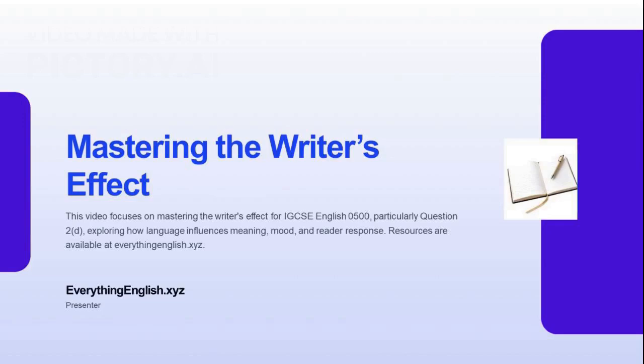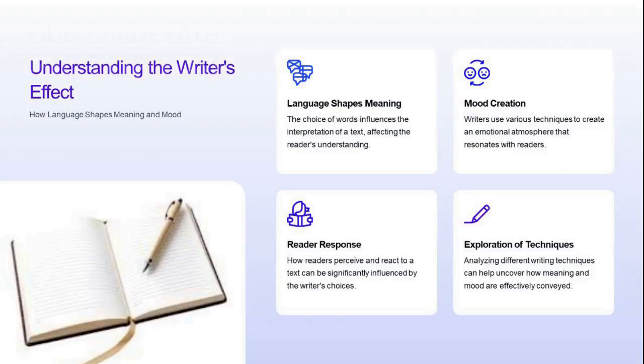One of the most important skills in IGCSE English is analyzing the writer's effect. This means looking at how language is used to shape meaning, create mood, and influence the reader's emotions. In both Paper 1 and Paper 2, you'll often be asked to explain how the writer's choices achieve a particular effect. Getting this right is essential if you're aiming for the top bands.